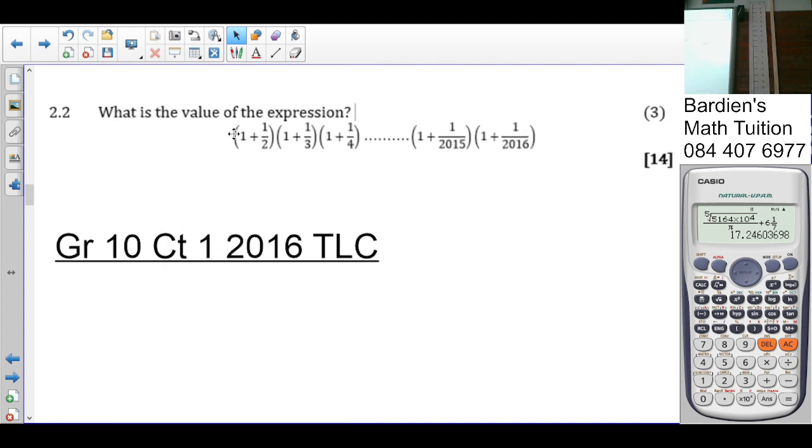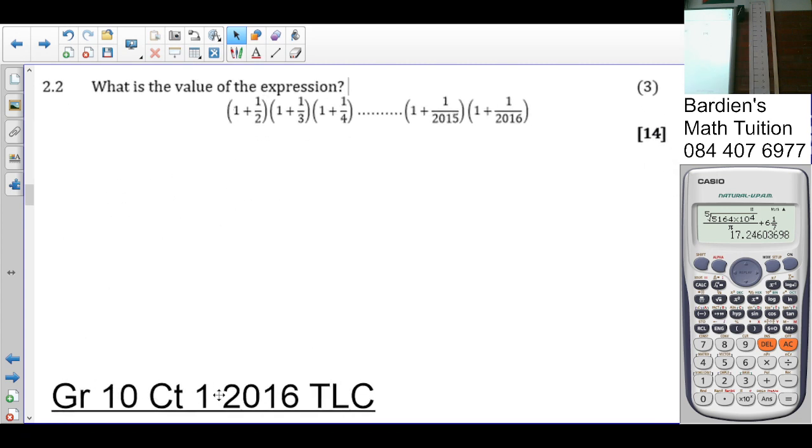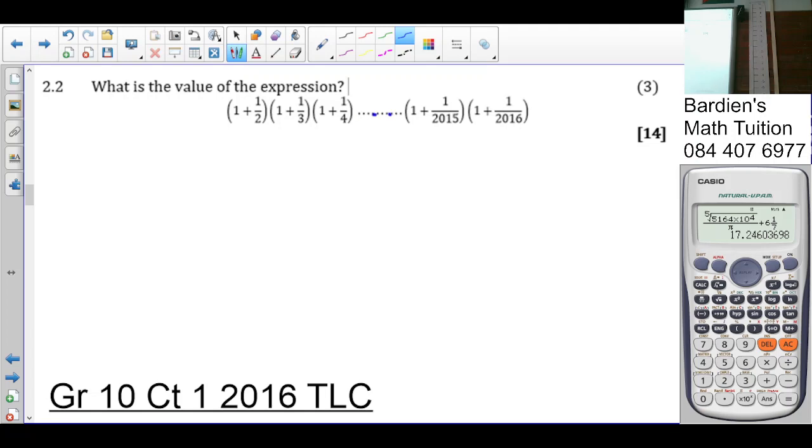The next one, the last one, question 2. We ask what's the value of the expression. So what we do first is we need to simplify. As these dots mean to say it carries on following that pattern. So 1 plus a half is going to be 1 and a half, which is 3 over 2. 1 plus a third is going to be 1 and a third, which is 4 over 3. The next one is going to be 5 over 4. The next one is going to be 6 over 5, and so on.